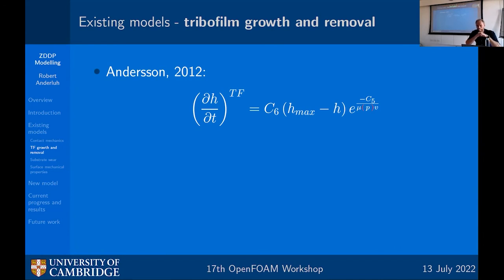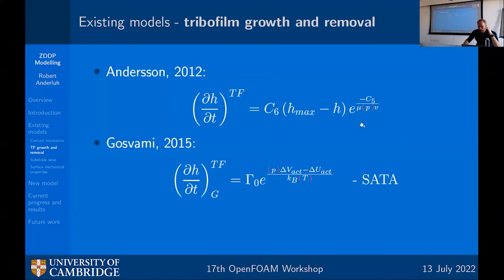Regarding tribofilm growth and removal models, the first person to tackle this issue, ZDP modeling in general, to my knowledge, was Anderson in 2012. This is a model that he used to model tribofilm growth and removal, and both growth and removal are summed up in one equation. So basically using this negative feedback of sorts, he's limiting the maximum value of H in this case. But here I want to emphasize that from the contact mechanics model, P or contact pressure is used.